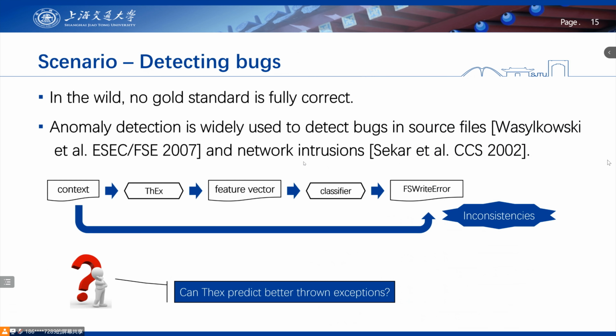The second scenario is to detect bugs. In our benchmark, we consider the exception written by programmers as a golden standard. However, in the wild, no golden standard is fully correct. Can our tool predict exceptions that are better than the golden standard?